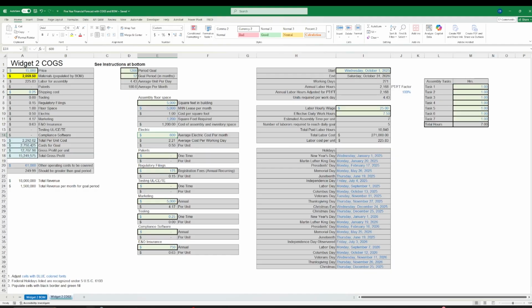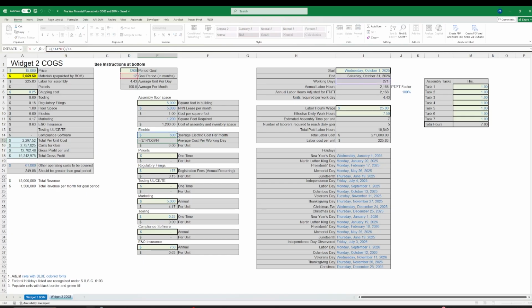If you've got 2 products and your electric bill is $1,200 a month, and you just put $600 in here, notice there's an error in this. What this needs to be is your average electric cost per month, and then for average cost per working day, you multiply the average cost per month times the number of months in the period, and then divide by the number of working days in that period.